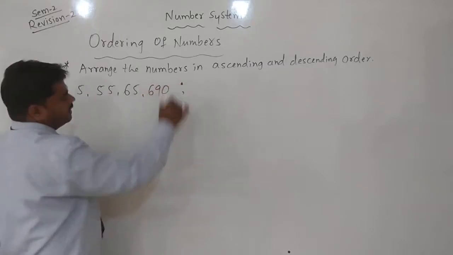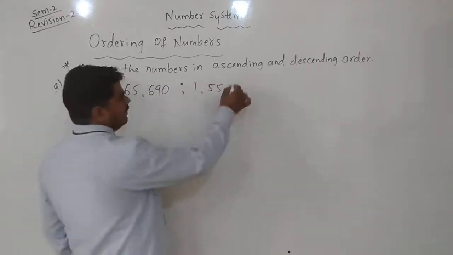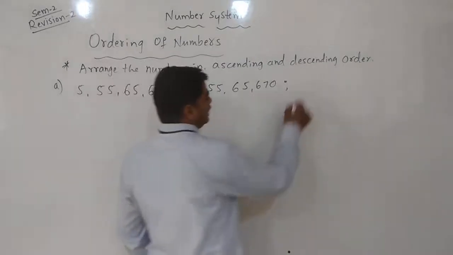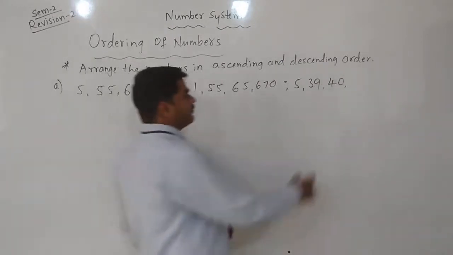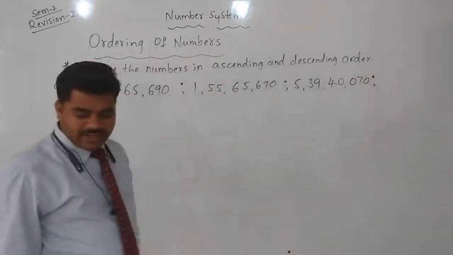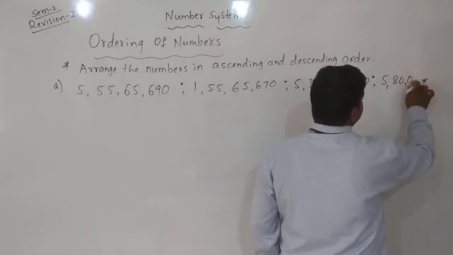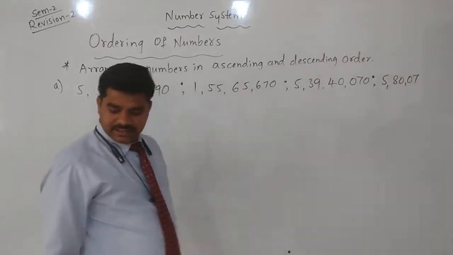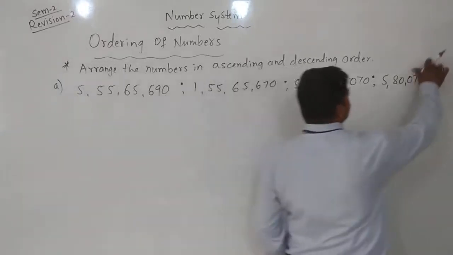And the next number is 1,55,65,670. Next number is 5,39,40,070. And one more, four numbers are given. Last number is 80,789. Here it is thousands, no, 789 directly.